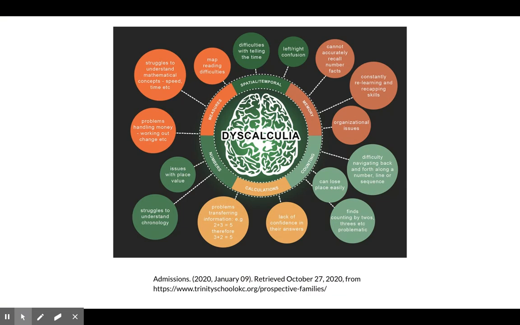In this graphic, I really like because it organizes everything by color. It's super easy to follow, and it shows what people who have dyscalculia go through on a daily basis. So for example, memory in the red just tells you that people with dyscalculia cannot accurately recall number facts. They are constantly relearning and recapping skills, and they tend to have organizational issues.